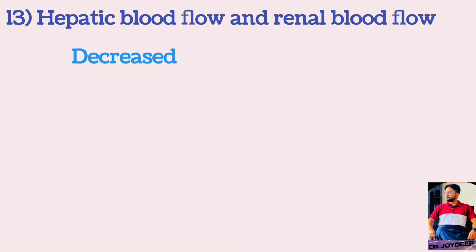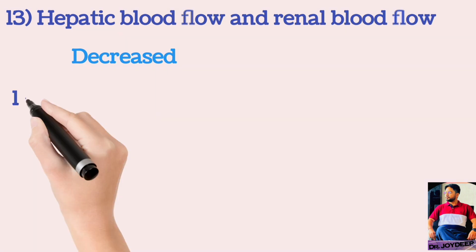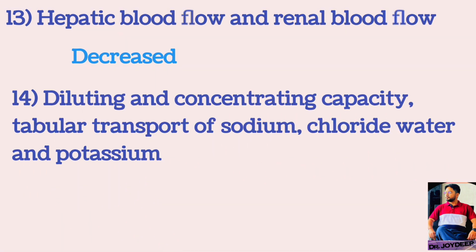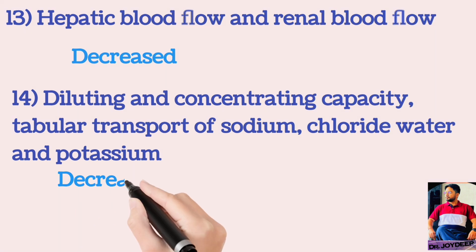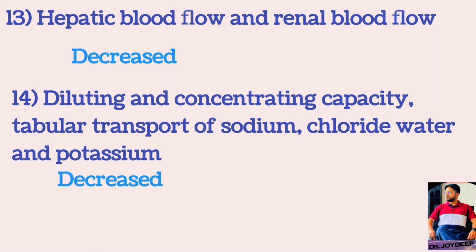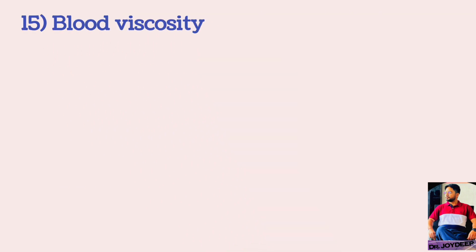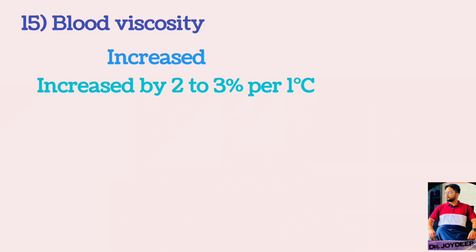Hepatic blood flow decreases. Renal blood flow decreases. Hepatic blood flow decreases in proportion to the decrease in the cardiac output, but the renal blood flow decreases much more than the decrease in the cardiac output. Diluting and concentrating capacity, and tubular transport of sodium, chloride, water, and potassium in the kidney are also decreased. All this leads to cold diuresis. This can lead to hypovolemia and hemoconcentration. Blood viscosity is increased by 2 to 3% per 1 degree centigrade decrease in the temperature.